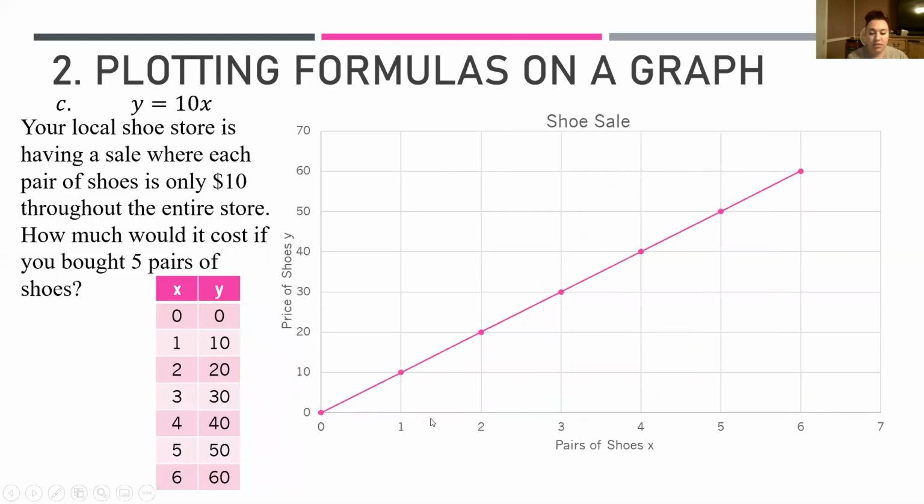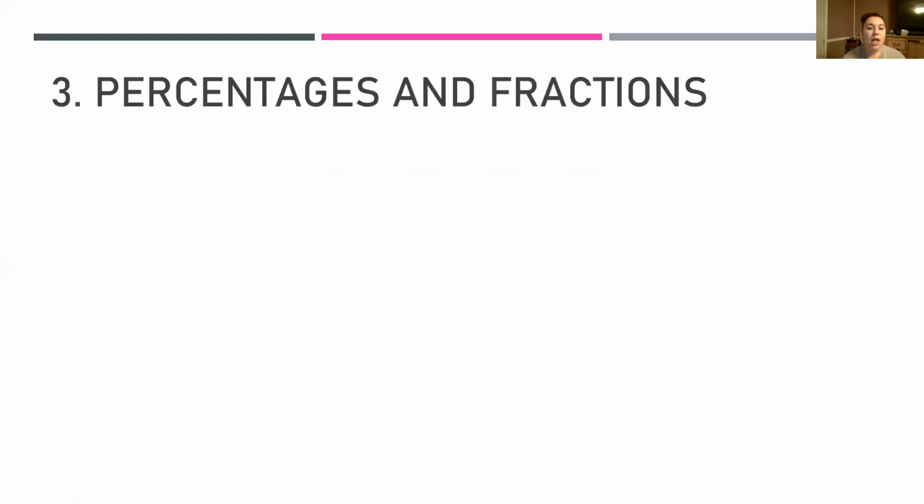So as you can see, our pairs of shoes is our x-axis and our prices of shoes is our y-axis. So 1 pair of shoes is $10. 2 pairs of shoes is 20, 3 is 30, 4 is 40, 5 is 50, 6 is 60, and so on and so forth. All right, on to our next question.